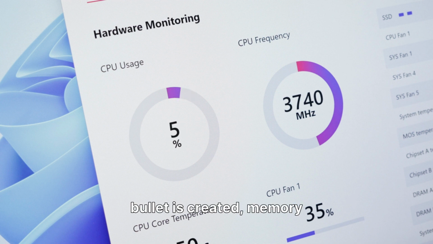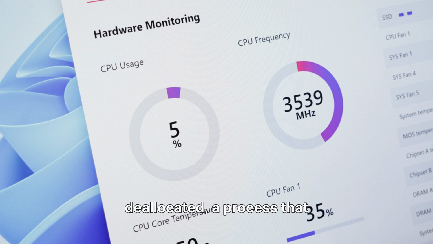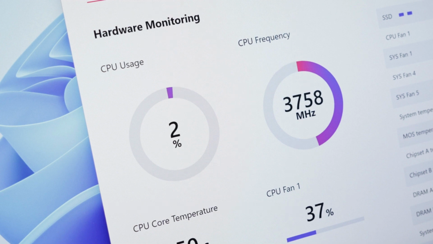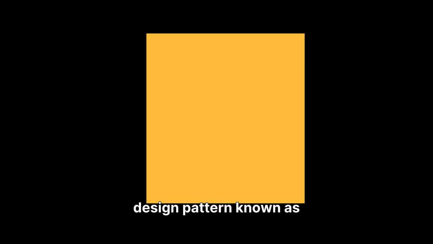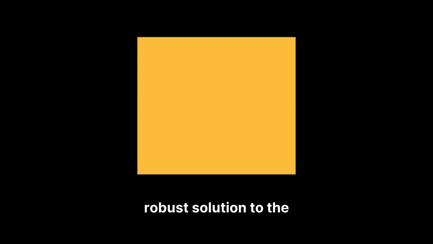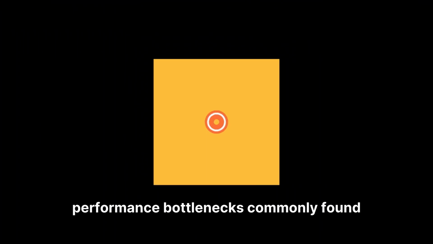Each time a new bullet is created, memory is allocated, and when it's destroyed, memory is deallocated, a process that becomes incredibly taxing when repeated hundreds or thousands of times per second. In this video, we'll tackle this critical performance issue head-on by implementing a powerful and efficient design pattern known as object pooling. This technique is fundamental for optimizing games with many rapidly appearing and disappearing elements, providing a robust solution to the performance bottlenecks commonly found in bullet hell and similar genres.